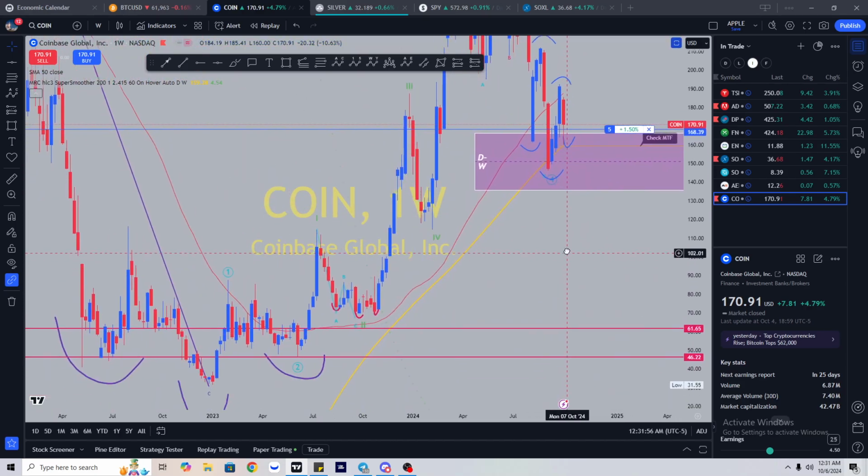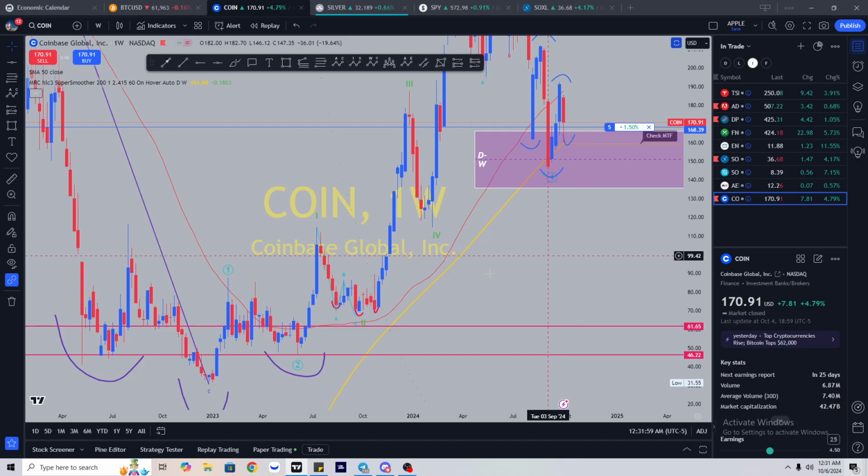You don't even need Elliott Wave for that. You can really just use this strategy alone. It's just the imbalances, right?